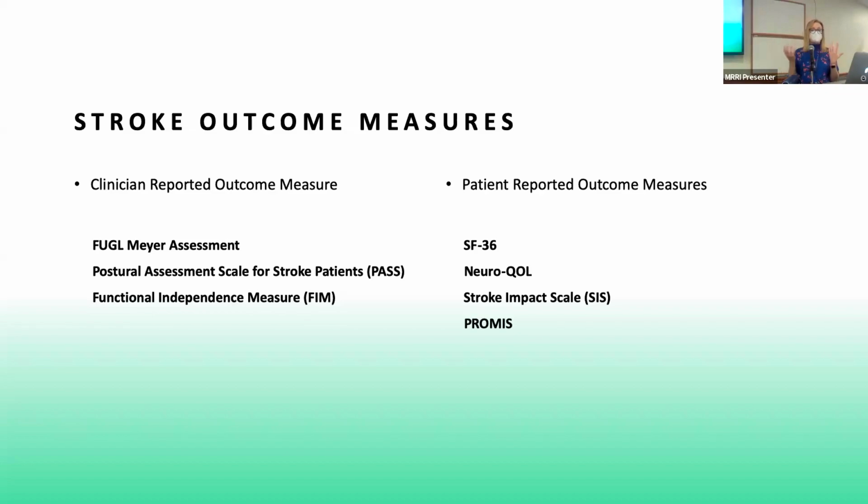So, some stroke outcome measures. Some of these are specific to actual stroke, and some are just used and ask general questions about the health of the individual. Some examples of clinician reported outcome measures would be the Fugl-Meyer assessment, the Postural Assessment Scale for Stroke patients or PASS, and the Functional Independence Measure or FIM. Some patient reported outcome measures would be the SF-36, which actually, when photo was first started, is what they based part of their components off of, the NeuroQoL and the PROMIS tools, and then the Stroke Impact Scale.